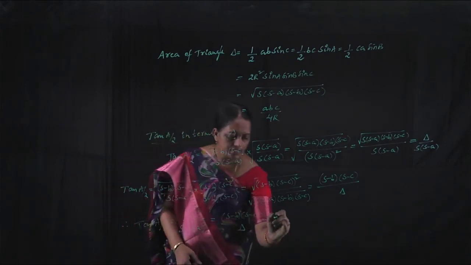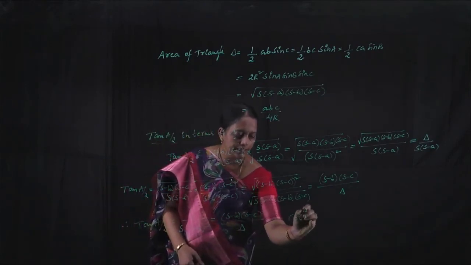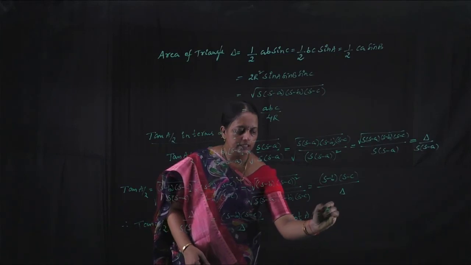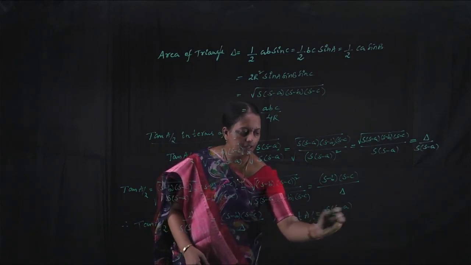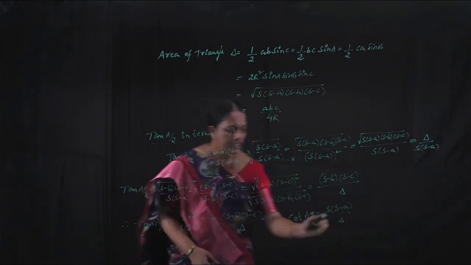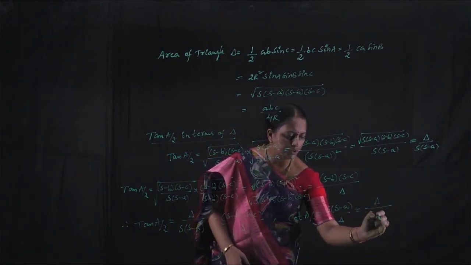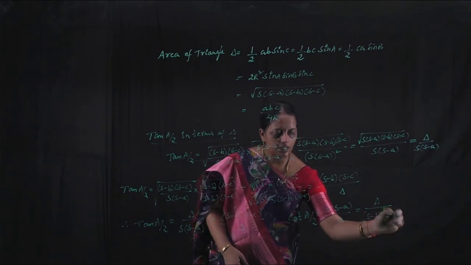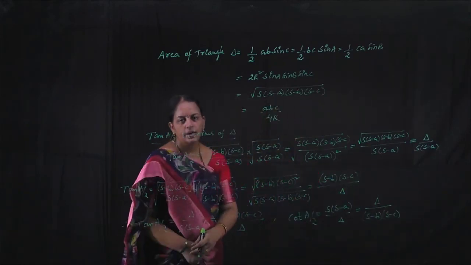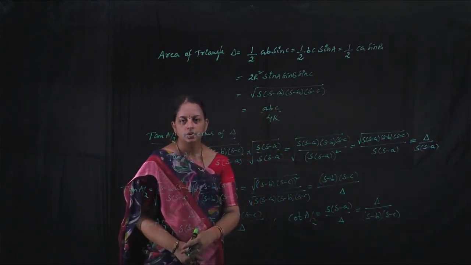And from this, we can write cot A by 2 is equal to S into S minus A by delta, which is also equal to delta by S minus B into S minus C. These are the most important formulae for solving the problems. Okay, thank you.